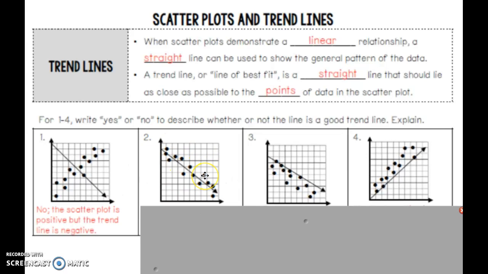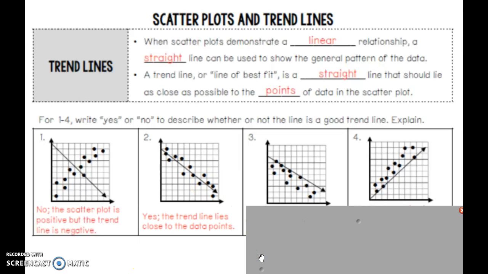The second example is a very good example of what a trend line should look like. The trend line is as close as possible to the points and you're kind of splitting the middle between them. So that is a good trend line. It's as close as possible to getting to those points.